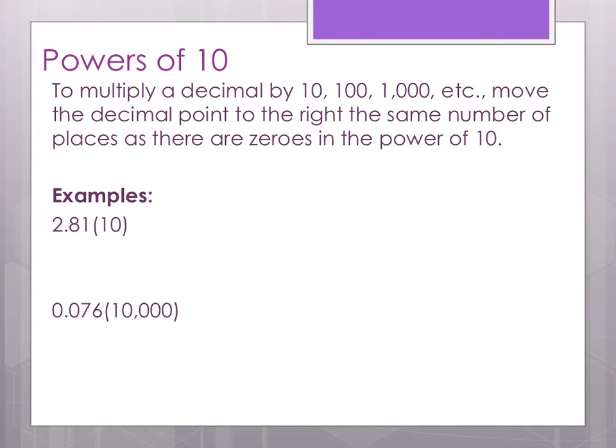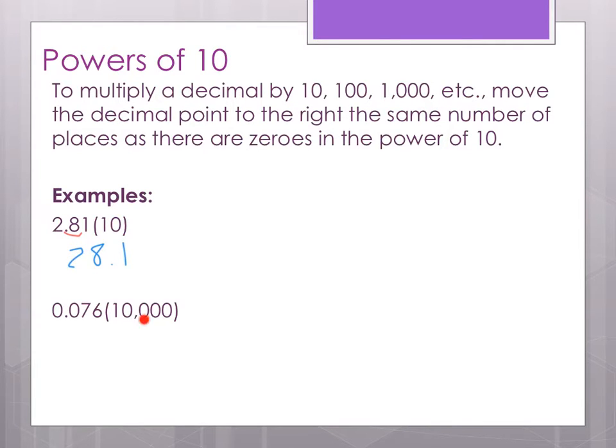It gets moved one place to the right and is going to be between the 8 and the 1. So the answer to this multiplication problem is going to be 28.1. Very quickly able to do that. In the next example, we have 76 thousandths times 10,000.